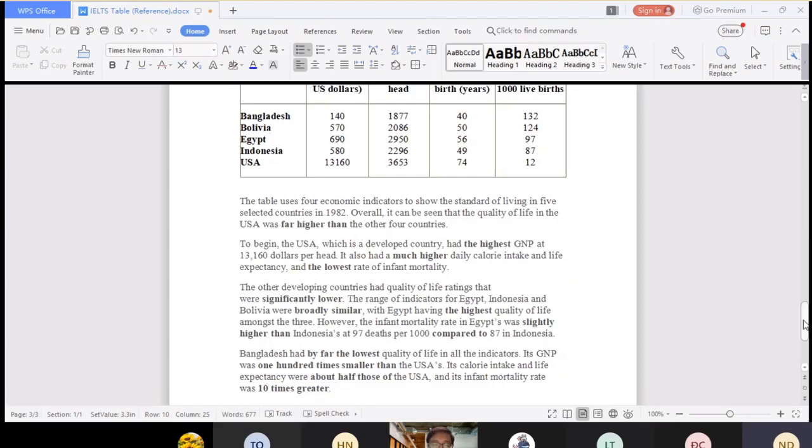Okay, so you stop. I have a question for you. Can you find the comparative structure in the overview?